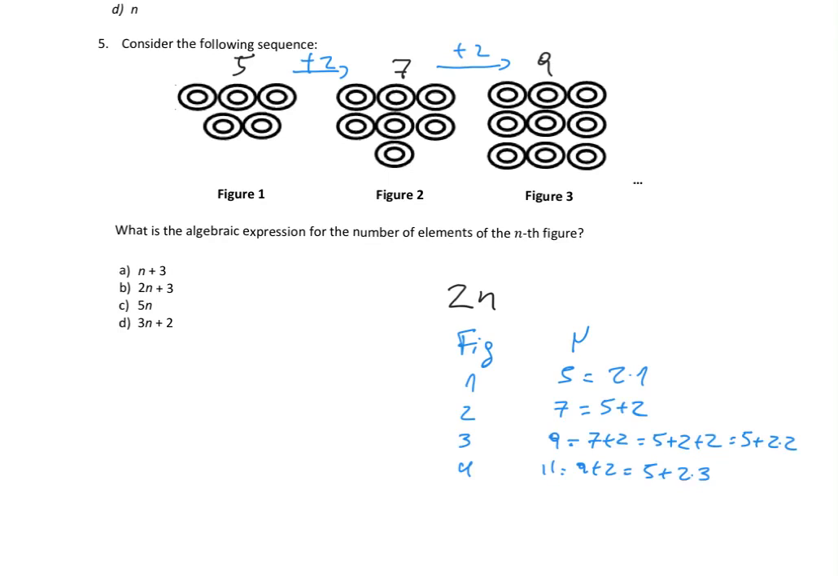So what is it that we need to add? 3, I guess. So the formula here is 2n plus 3. So that's how we get what we need to get.